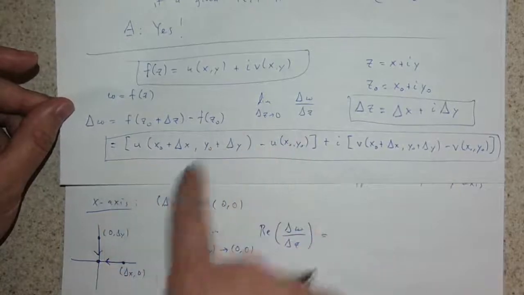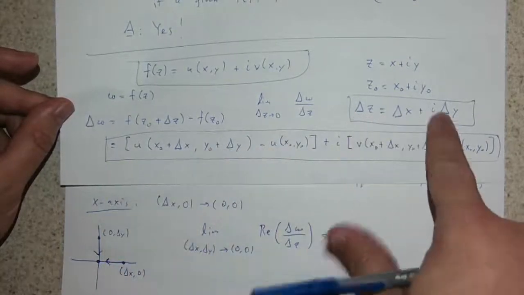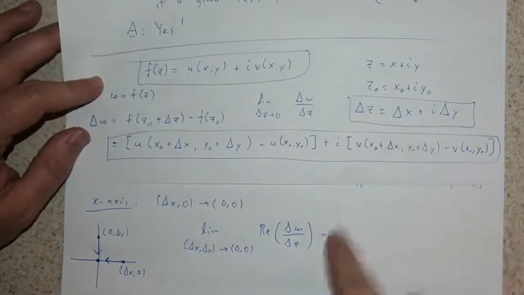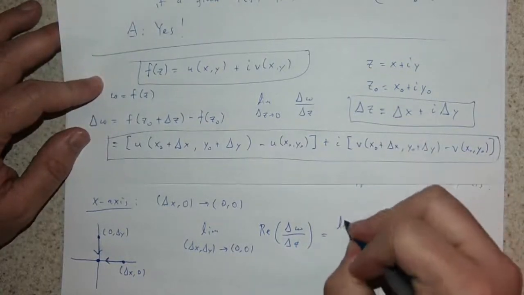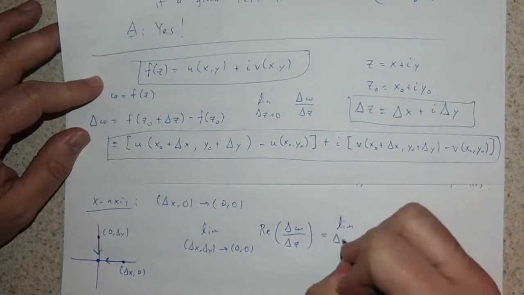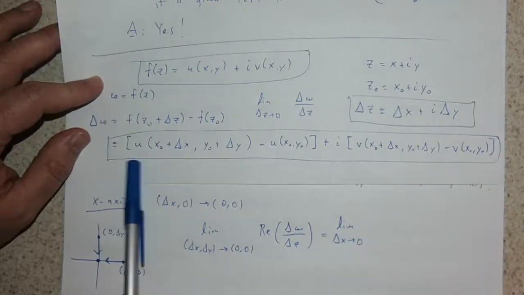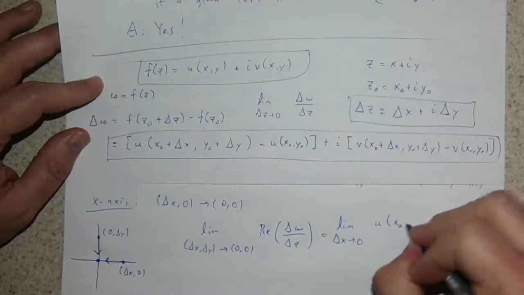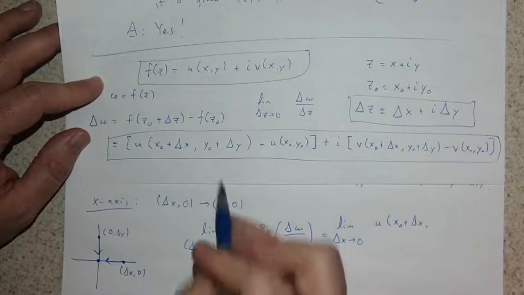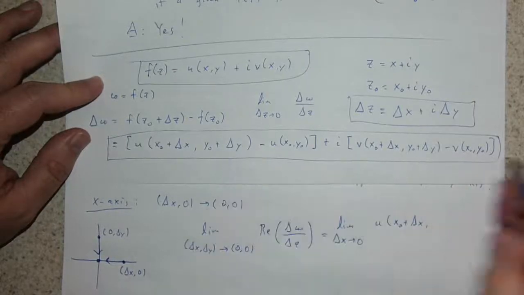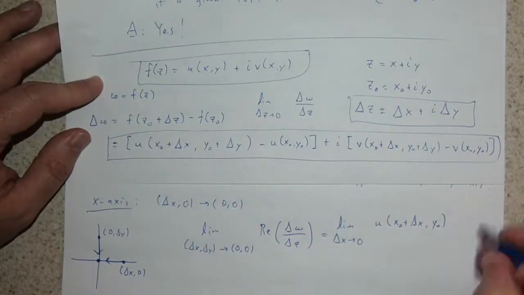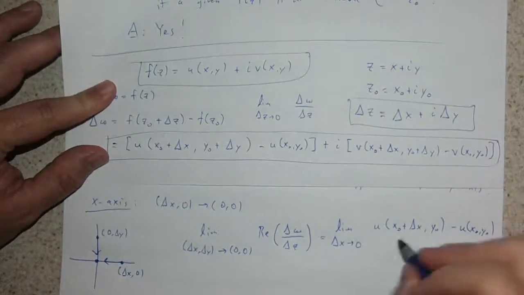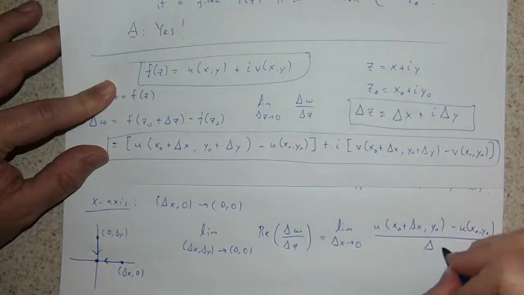So I have this expression divided by delta z, but along the x-axis, this delta z is just going to be delta x. And so what this becomes is the limit as delta x approaches 0 of u of (x naught plus delta x, y naught), since delta y is equal to 0 along the positive x-axis, minus u of (x naught, y naught), divided by delta x.